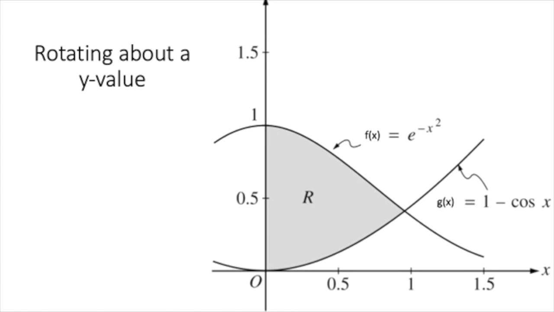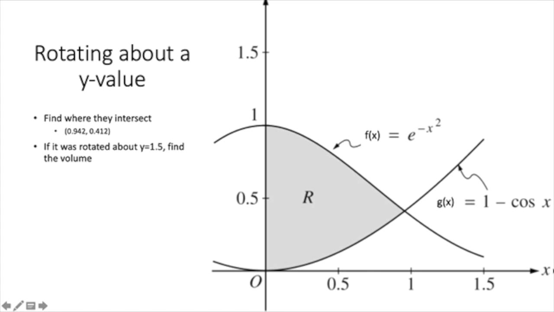Next, back to this problem. Rotating about a y value that is above again. So in this case, I believe that we rotated about 1.5, right where they find where they intersect. Yes. Rotate about the value y equals 1.5. Find the volume again. So this again, same concept. Top function will now become the bottom function. Bottom function will now become the top function. Subtract those from 1.5. Square them each.